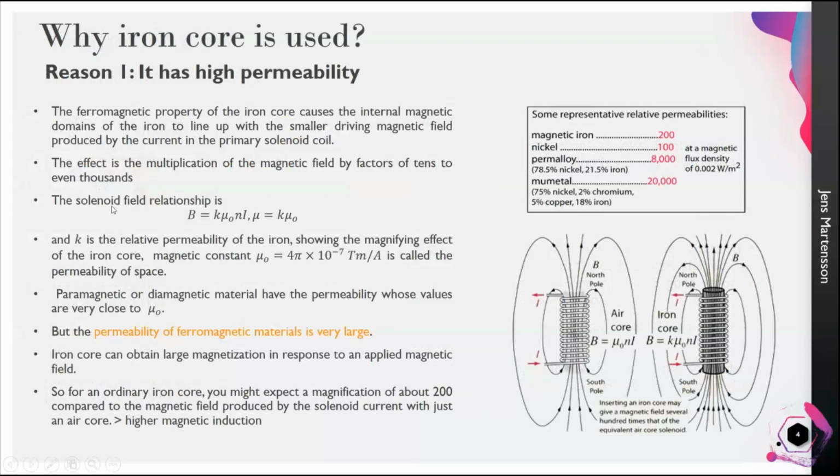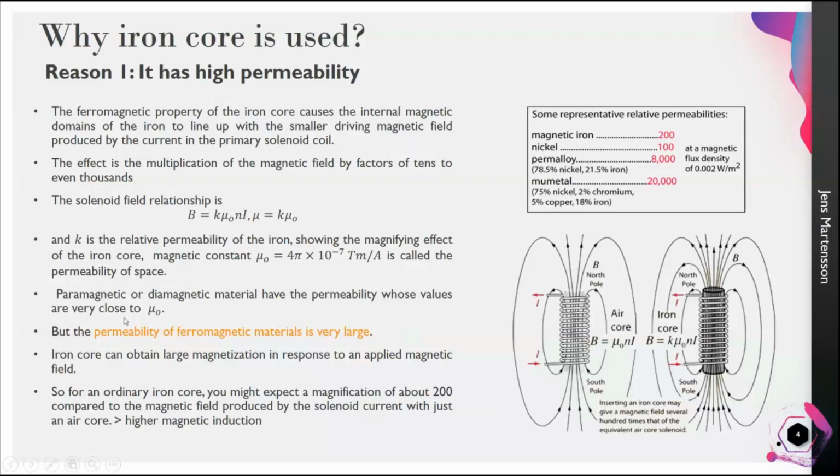The relationship between the magnetic field and the permeability of the iron core is stated here. B is the magnetic field, K is the relative permeability of iron, showing the magnifying effect of the iron core. Mu naught refers to the permeability of free space. Normally, paramagnetic or diamagnetic material has a permeability whose value is very close to mu naught. So if you apply mu equals mu naught, you will get K equals 1. So there will be no magnification of the magnetic field when using paramagnetic or diamagnetic material.